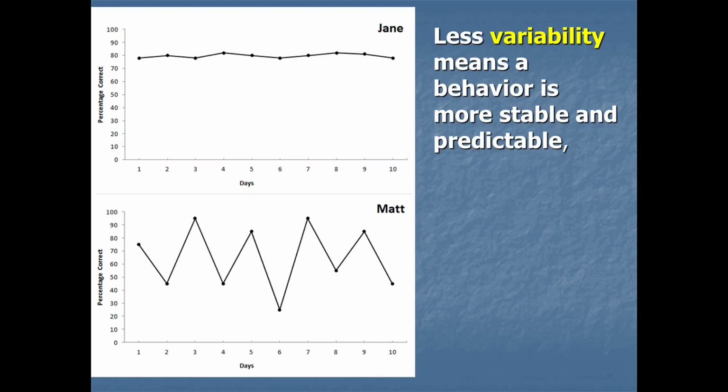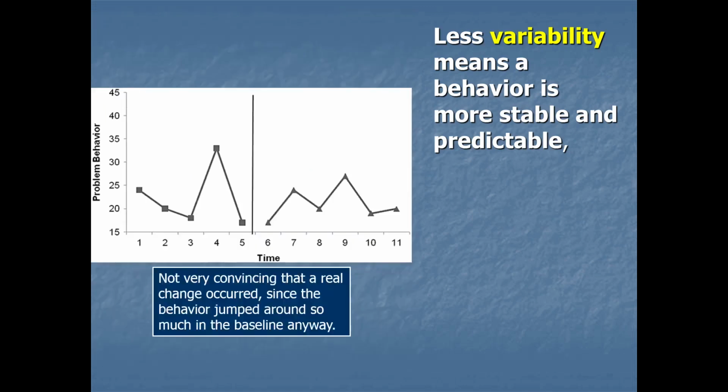The difference in variability here just means that it'll be easier to see whether a treatment affects Jane than it will be to see whether a treatment affects Matt. Matt's got so much variety and kind of randomness and noise to his data already that even if we institute an intervention and he got a few high scores, it might be harder to tell whether it worked because sometimes he already has high scores as part of his highly variable existing performance.